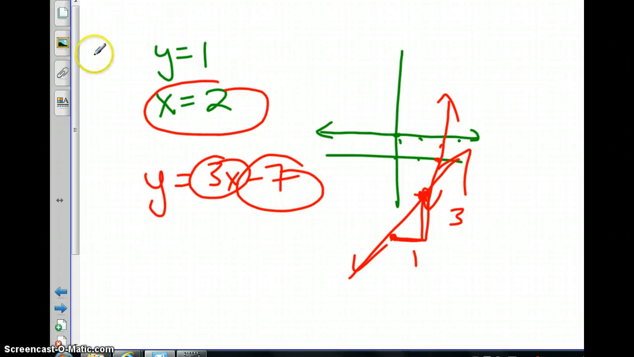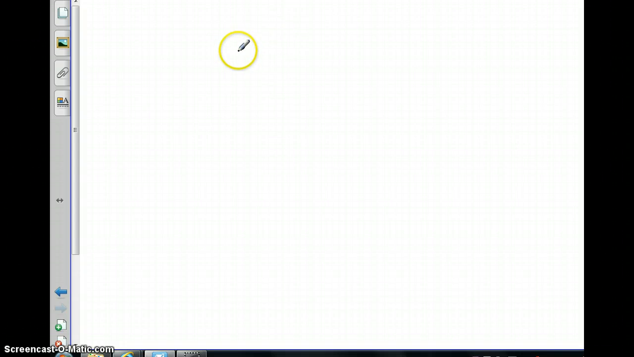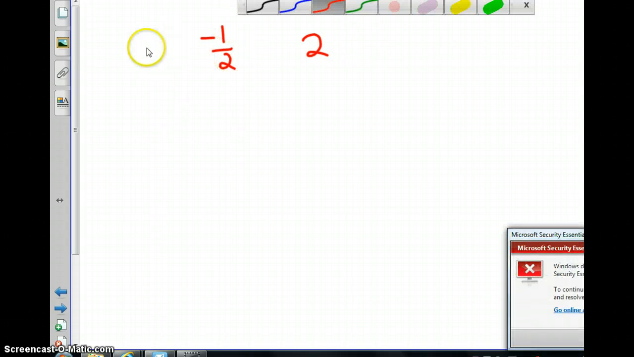Okay, the last thing that you really want to work on, I think this stuff's kind of straightforward, is something very similar to the U4A6 assignment. So things like this: if my slope is negative 1/2, and I have a y-intercept of 2, what's the equation of my line? That's a simple one.